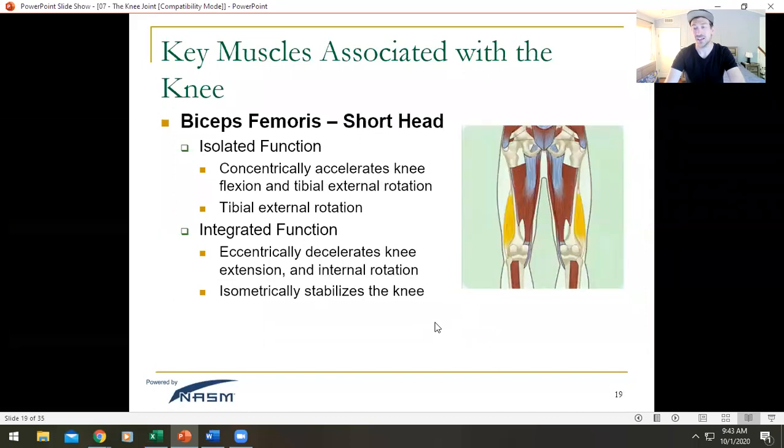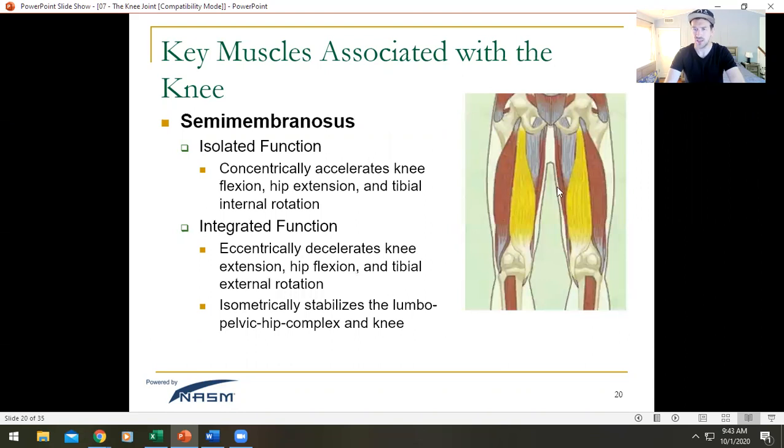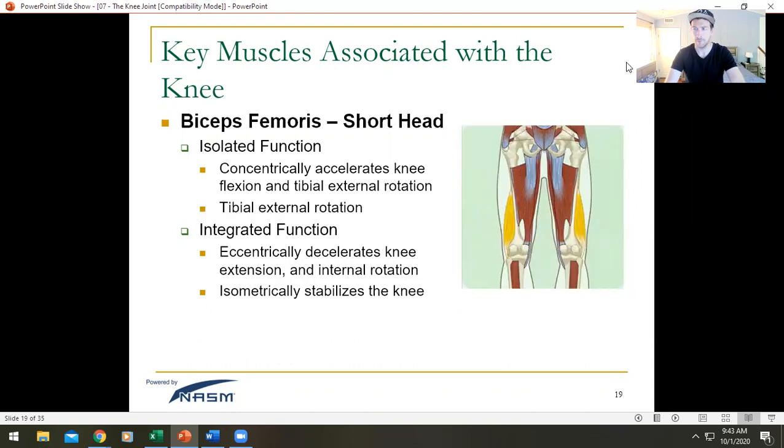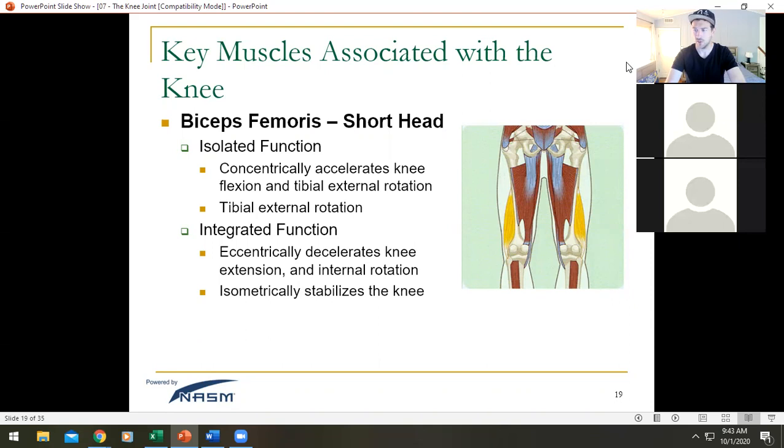So that's your biceps femoris. Do you guys have any questions on that one? That's sort of a technical stretch. Any questions on how to perform that motion? Everybody feeling good? Okay.